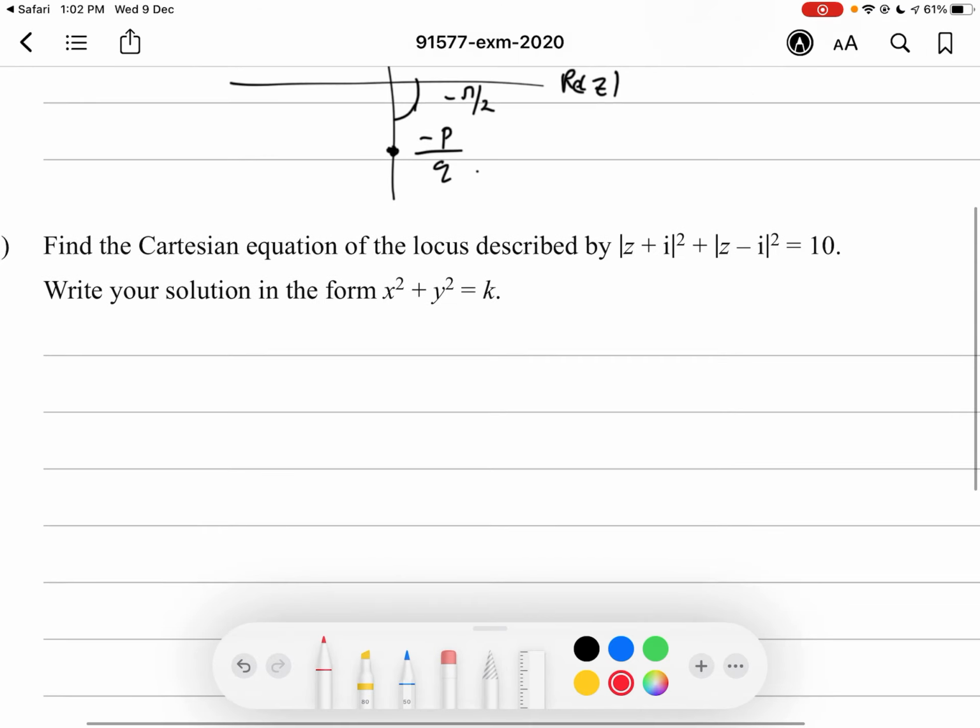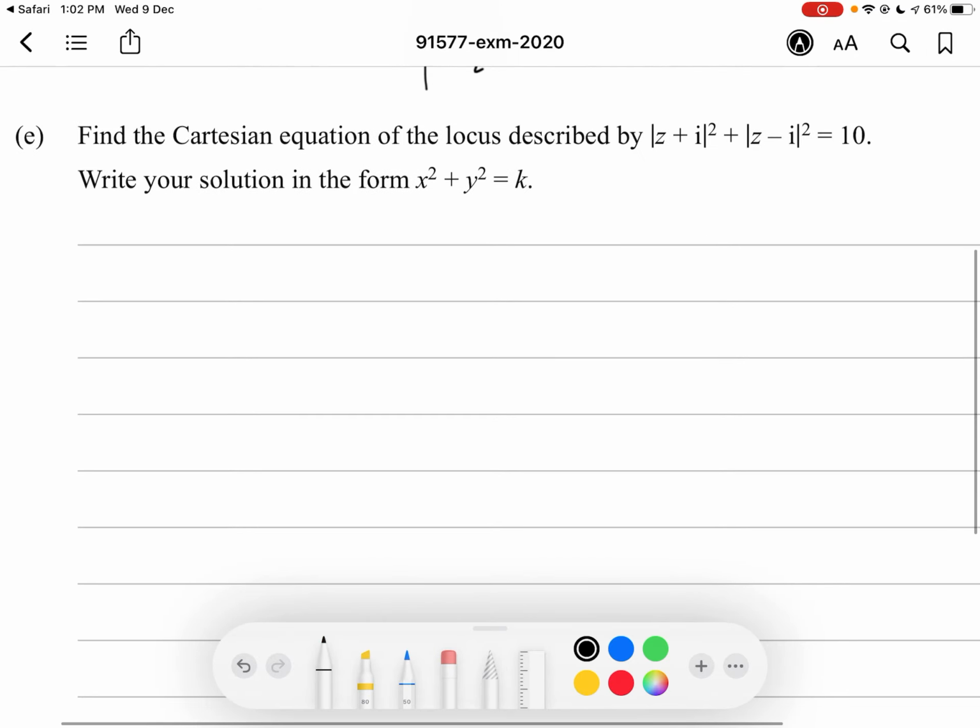Question E, find the Cartesian equation of the locus described by the conjugate of z plus i, squared, plus the conjugate of z minus i, squared, equals 10. Alright, so first things first, we've got to define z. So z is a complex number, any complex number. So we'll say let z equal x plus iy.